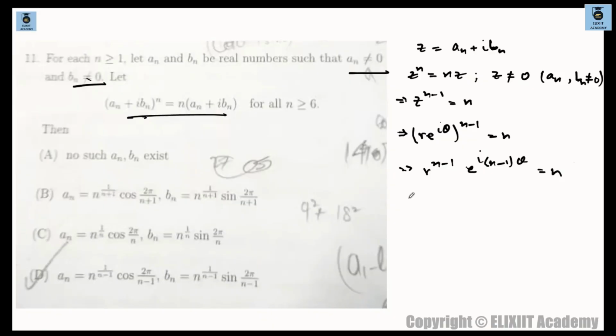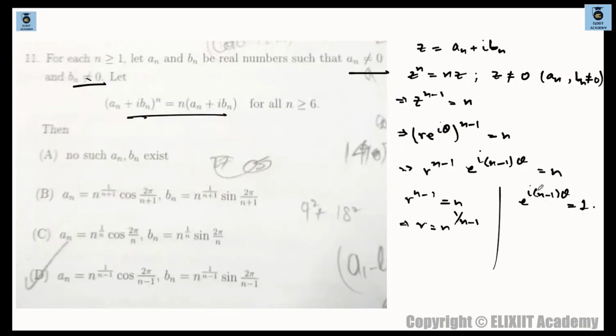So one case, we can clearly see that if I equate R raised to the power of n minus 1 to be n, this is the first case I'm taking. R raised to the power of n minus 1 to be n, and e raised to the power of i times (n minus 1) times theta to be 1. Let's see what we can get from here. If I take this case, definitely R is n raised to the power of 1 upon n minus 1. And in the options, we are getting n raised to the power of 1 by n minus 1 there. Okay, next we solve this thing as well.